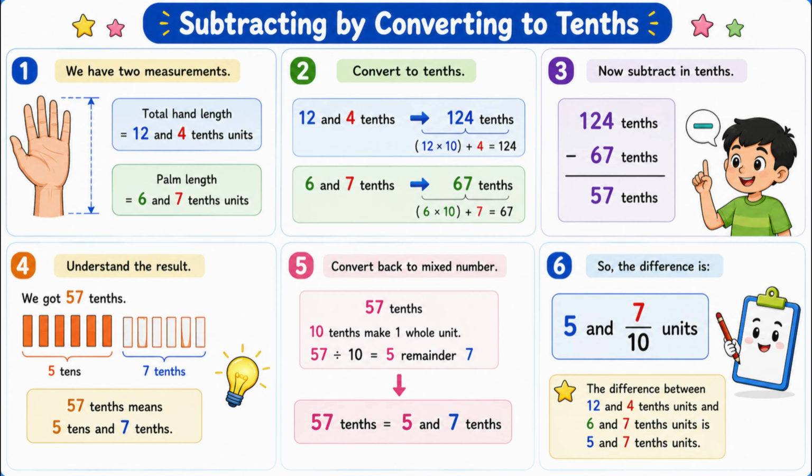Subtracting by converting to tenths. We can also subtract by converting everything into tenths. 12 and 4/10 is 124/10. 6 and 7/10 is 67/10. Now subtract. 124/10 minus 67/10 equals 57/10. 57/10 is equal to 5 and 7/10. So the difference is 5 and 7/10 units.